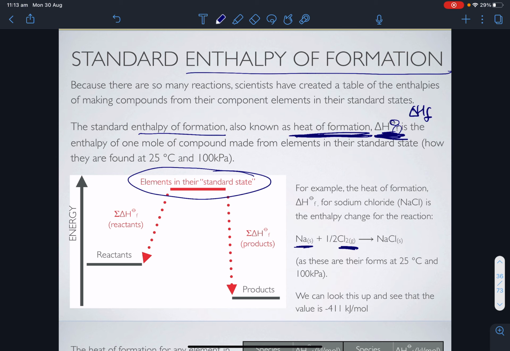Chlorine is found as Cl2, a diatomic gas, okay? And so they come together to form sodium chloride. So to form 1 mole of sodium chloride, I need 1 mole of sodium metal and half a mole of chlorine gas, okay? These are their forms at 25 degrees Celsius and 100 kilopascals. So when we're talking about the heat of formation of sodium chloride, we're talking about starting from sodium metal and half a mole of chlorine gas and making 1 mole of sodium chloride. And we can look this up in a table, and scientists agree that this energy is minus 411 kilojoules per mole, okay?